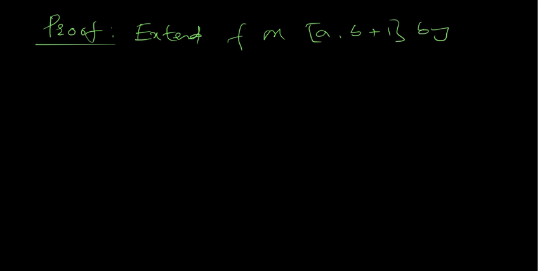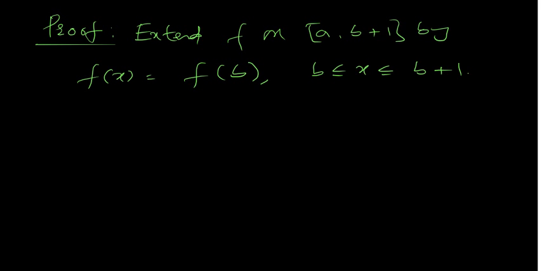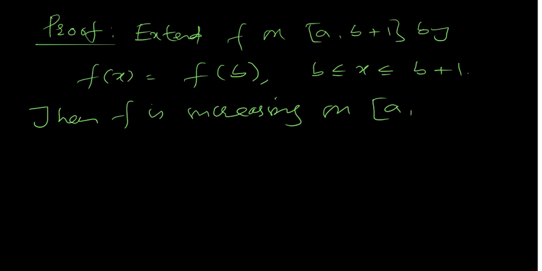Proof. Again we can extend this f. So this f is increasing. Let me first write: extend f on a to b plus 1 by defining f of x equal to f of b whenever b is less or equal to x, less or equal to b plus 1. Since f is increasing over the interval a to b, therefore f must be increasing over the interval a to b plus 1, because it is taking the last value on the interval b to b plus 1. Okay, then f is increasing on the interval a to b plus 1.